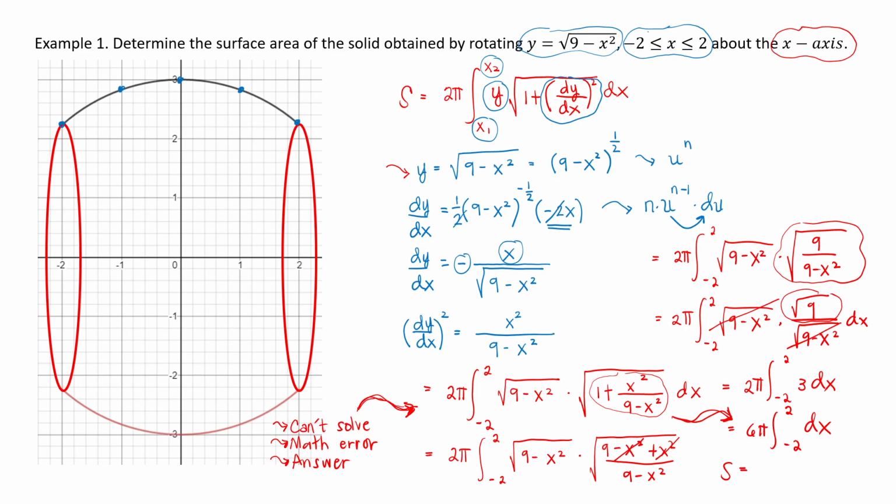So 24 pi, and then in decimal that will be 75.40. Again, since we are now solving for the area, it's square units.